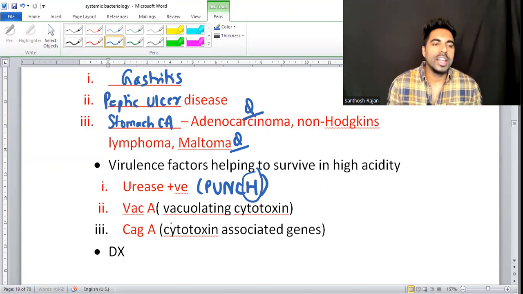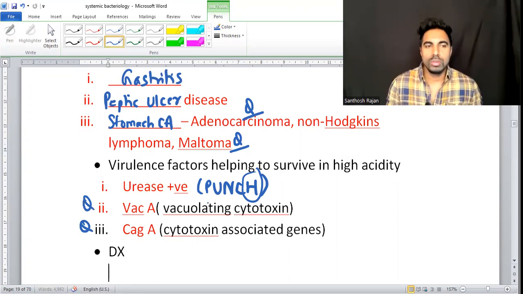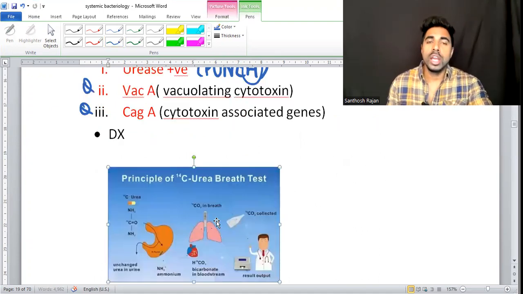Another one is VacA and CagA. VacA is vacuolating cytotoxin, an important question. And CagA is the cytotoxin-associated gene. These also play an important role in H. pylori pathogenesis. Diagnosis. One of the easiest and most commonly used tests is your what?